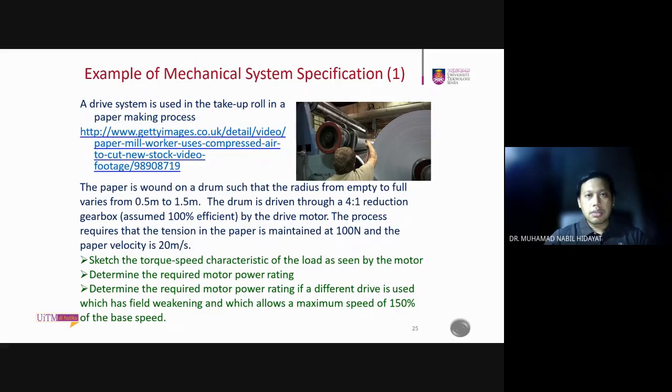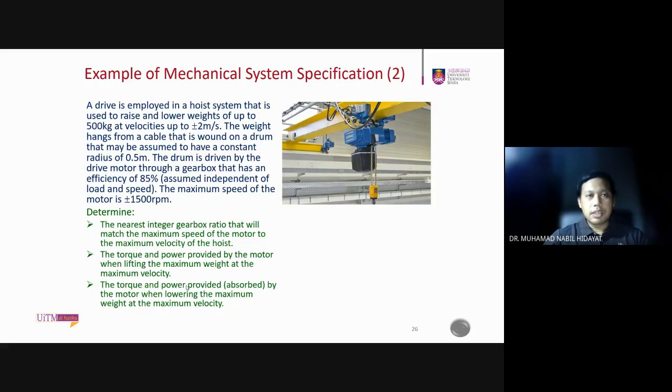Another example that you can look into is a paper roll machine. You can also do this later on by yourself. Here is another example, which you can also go through as a revision.